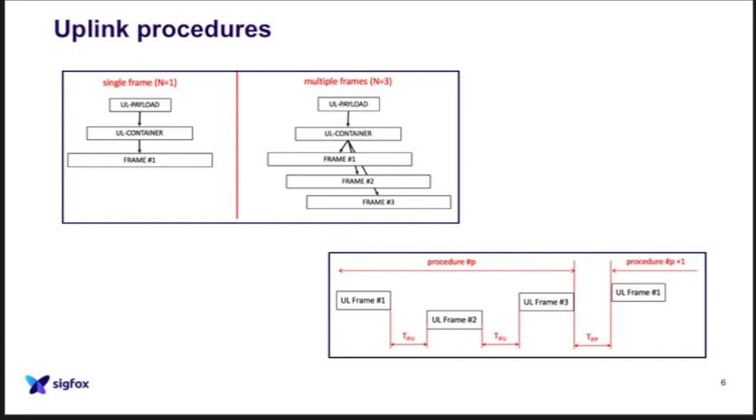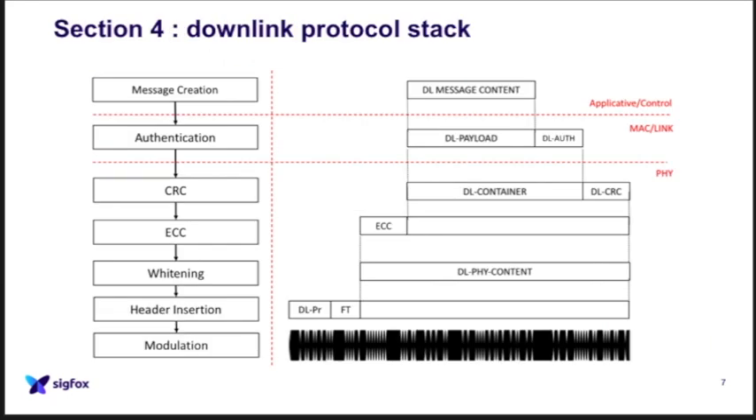The last part of section 3 is about procedures for uplink communication. The first procedure is single or multiple frame transmission, and the second procedure details frequency selection mechanisms and time delays between successive radio bursts. That's it for the uplink communication protocol. Everything is detailed in section 3. Now let's move to section 4.